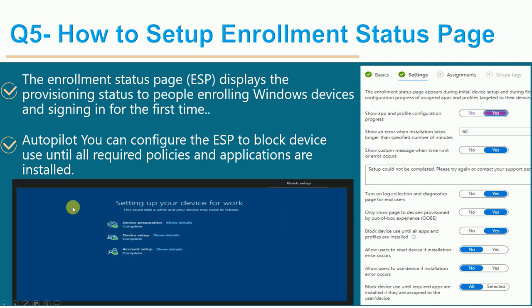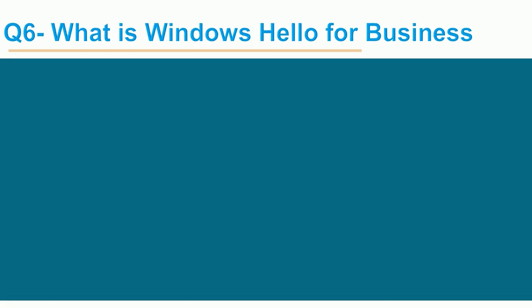And this is the page showing how the device looks when your ESP page is loaded. So: setting up your device for work, device preparation, device setup, and account setup. That's how the Enrollment Status Pages look. Now let's go to the next question. What is Windows Hello for Business?